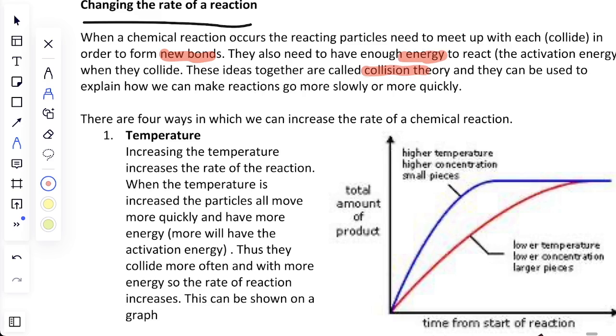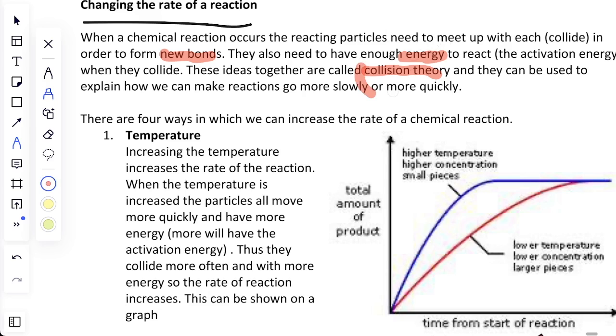The collision theory simply says that when particles collide with each other, they need to have enough energy. Once they collide with each other, we can explain the idea of the rate of the reaction. The faster the collisions, the faster the rate of the reaction. The slower the collisions, the slower the rate of the reaction. The point you need to take here is that they need to have enough energy, and supplying them energy is what we're going to talk about next.